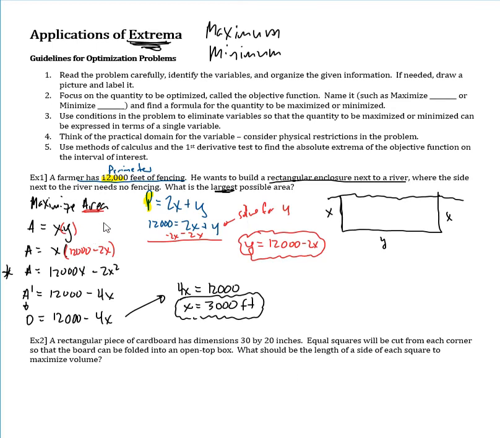All right, so let's read it again. A farmer has 12,000 feet of fencing. He wants to build a rectangular enclosure next to a river where the side next to the river needs no fencing. What is the largest possible area? Okay, so the x value that I found is 3,000. So I didn't answer the correct thing that they wanted yet.